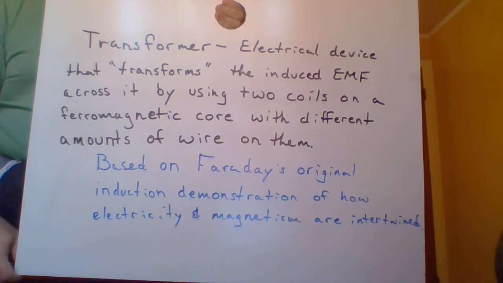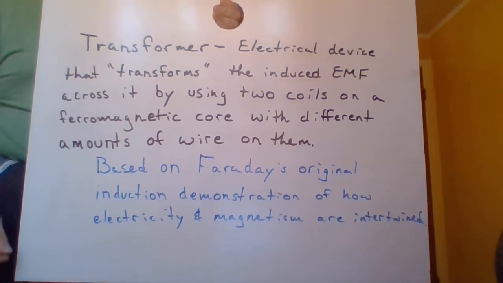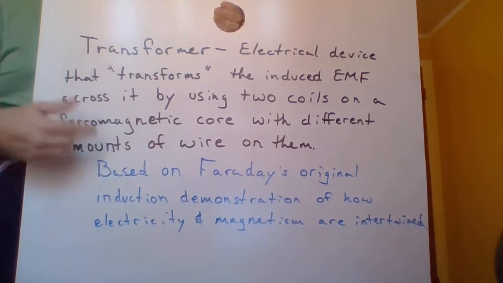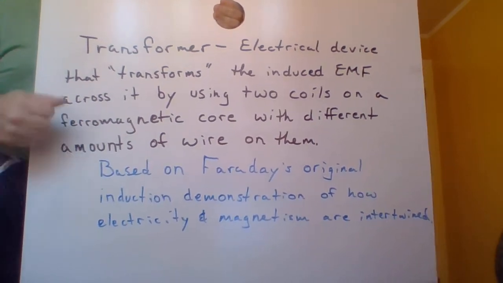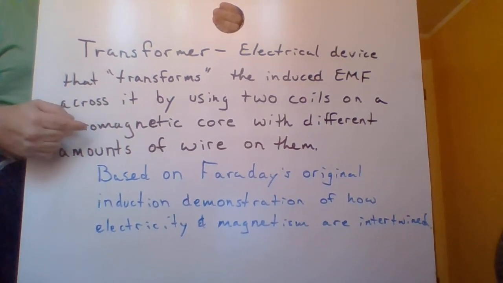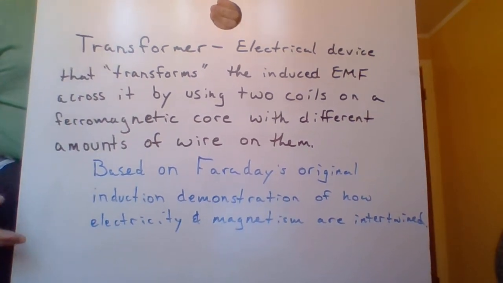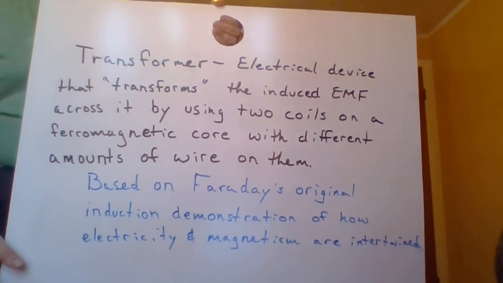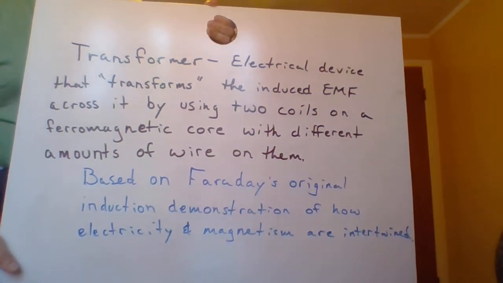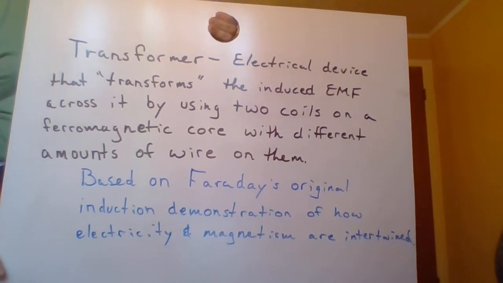All right, it's an electrical device that transforms the induced EMF on one side of it across it and turns it into a different amount of EMF based upon a difference in the number of coils between the input side and the output side. Okay, so this is based upon Faraday's original concept of electromagnetic induction and how he demonstrated that would happen.